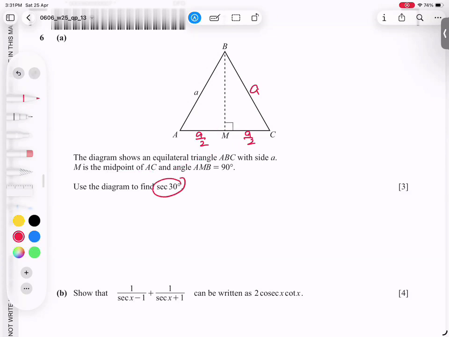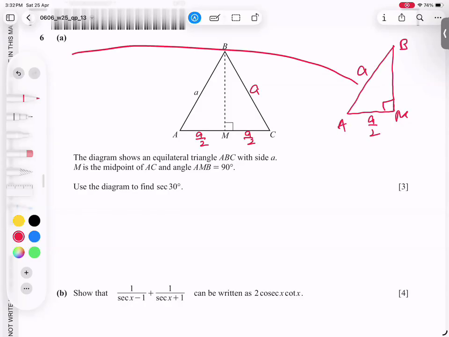Find sec 30. Sec 30 is basically, as you know, 1 over cos, but we need cos. But first of all, I'm looking for BM. I focus on this triangle, students, especially this B, letter M here, A. This is small a, this is A by 2. And I'm looking for the side in front of 90, the hypotenuse. So hypotenuse squared equals opposite squared plus adjacent squared.